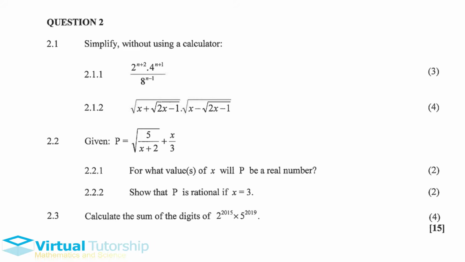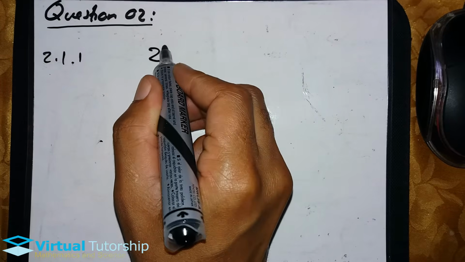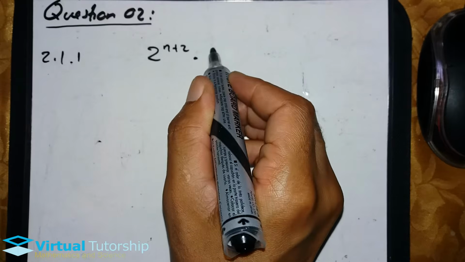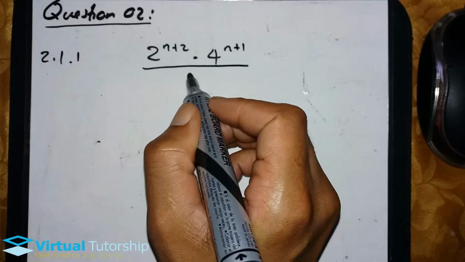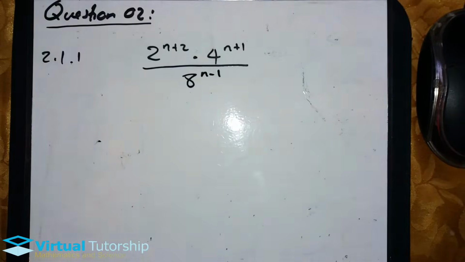Okay, now in this video, sizowenza question 2 from a question paper grade 11, November 2015. So, masiqale-ke 2.1. With 2.1, simplify without using a calculator. And then with 2.1.1, sine exponential expression: 2 exponent n plus 2 times 4 exponent n plus 1, all divided by 8 exponent n minus 1.